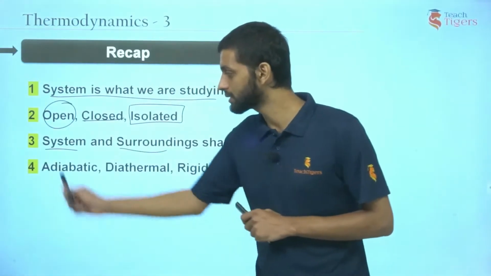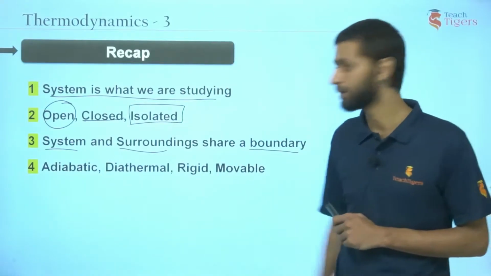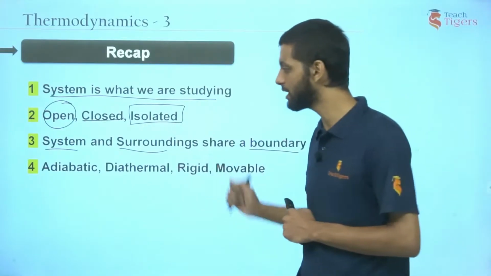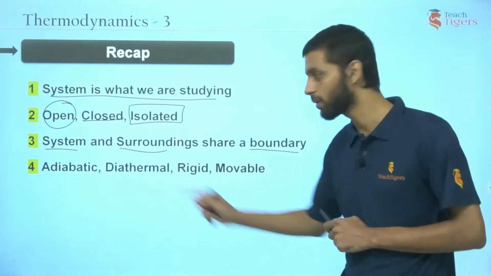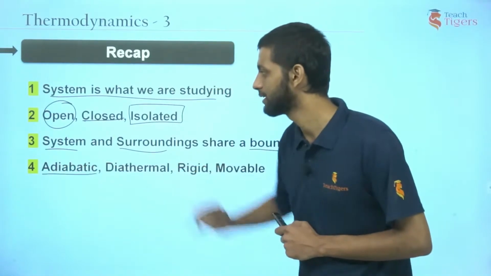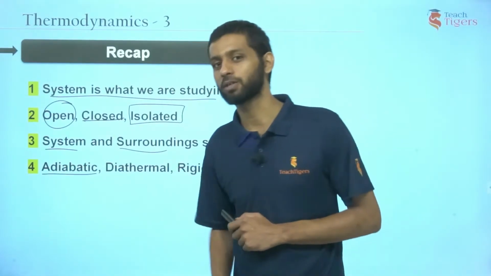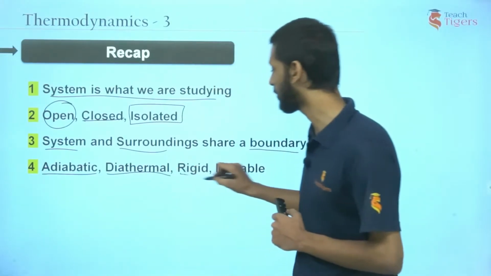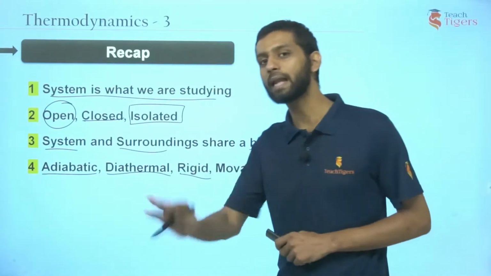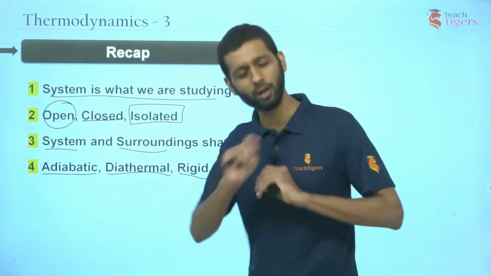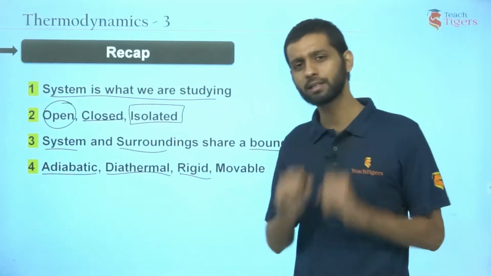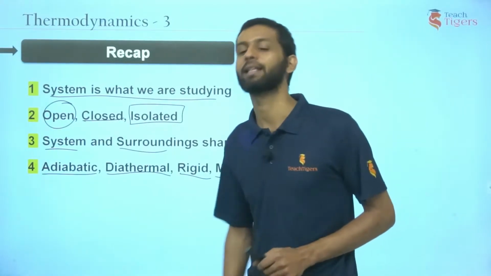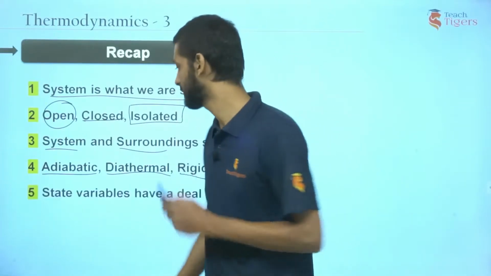We also said system boundary is of four types: adiabatic, diathermal, rigid, movable. Do you remember the meaning of all of them? Let's go one by one. Adiabatic: heat exchange not possible. Diathermal: heat exchange is possible. Rigid walls do not do any work. No expansion, no contraction, no work done. Movable walls can perform work, they can expand, they can contract.